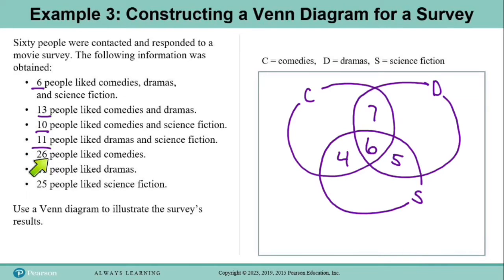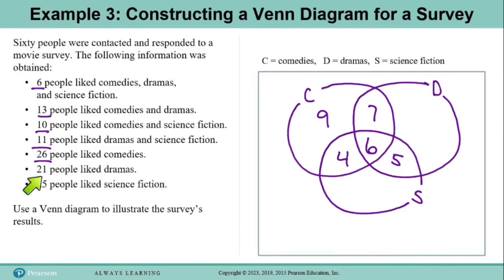Okay, now we can think about the 26 people who like comedies. So we know that inside the comedy set there has to be a total of 26 elements. So 7 plus 6 plus 4 is 17 people. So we know that 17 of those 26 are already accounted for here. And then 26 minus the 17 gives us 9 people out here who like only comedies. So now just make sure 9 plus 7 plus 6 plus 4 does add up to 26. So we're in good shape there.